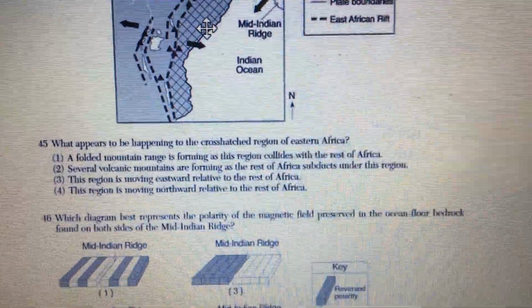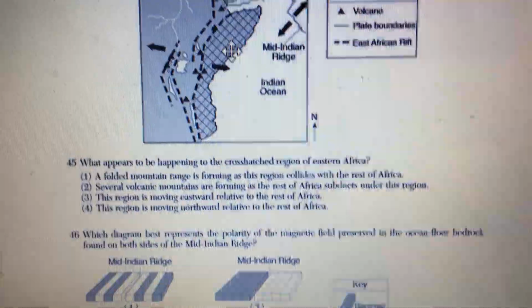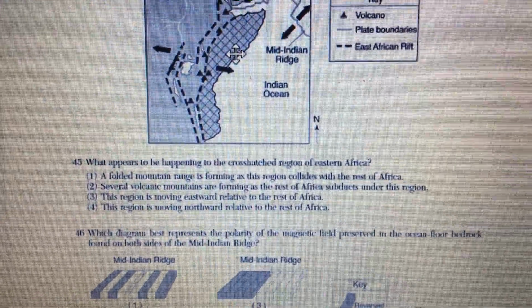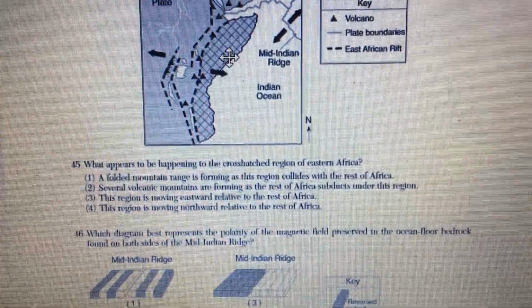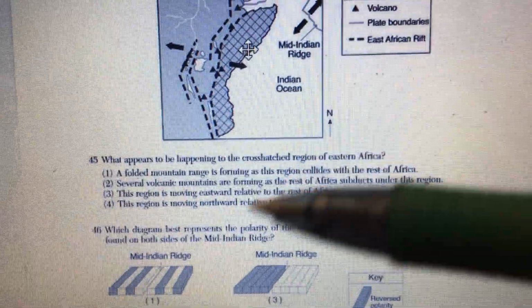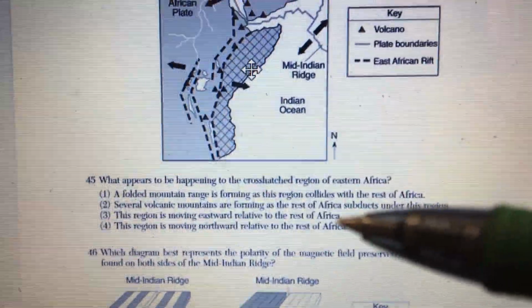Folded mountain range. That would be when things come together. That's a no. Several volcanic mountains are forming as the rest of Africa subducts. Subduction is when things come together, so that's a no. This region is moving eastward relative to the rest of Africa, I like. And moving northward is a no. So we're looking at choice 3 there.